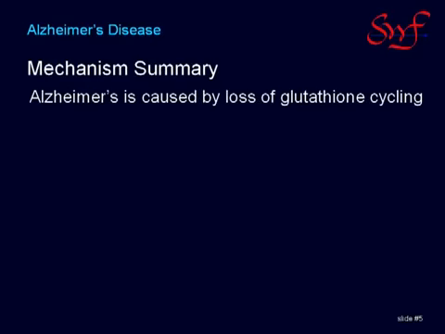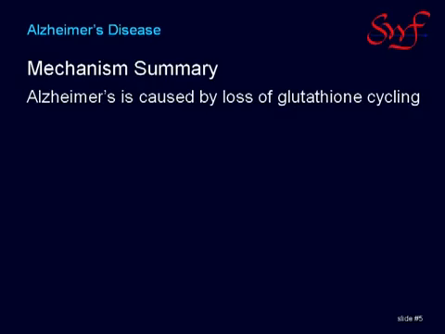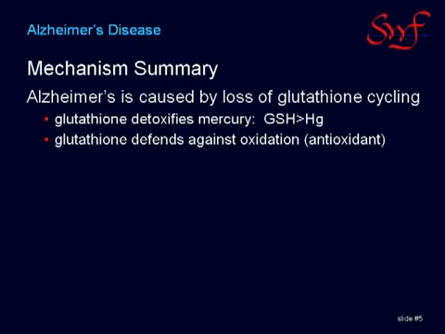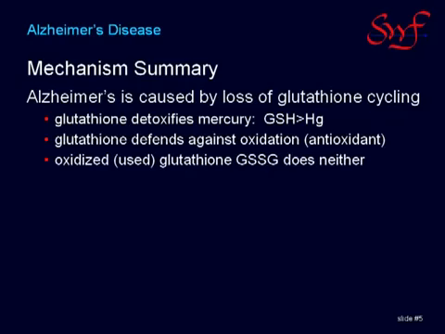Alzheimer's disease is caused by a loss of glutathione cycling. One of glutathione's roles is to detoxify mercury. If glutathione is always greater than the mercury burden, then the toxicity of mercury is kept low. Glutathione is also an antioxidant, which defends the cells against free radicals and oxidation. Oxidized glutathione does neither.